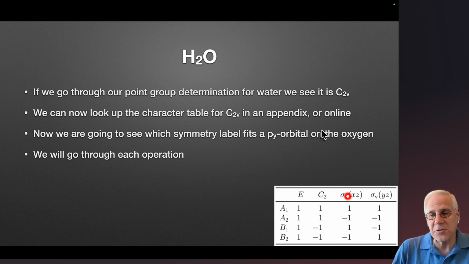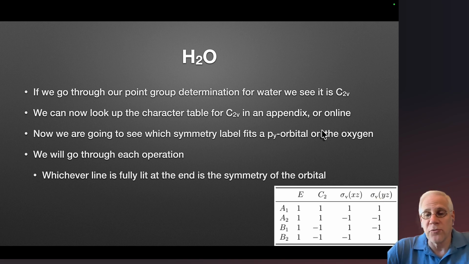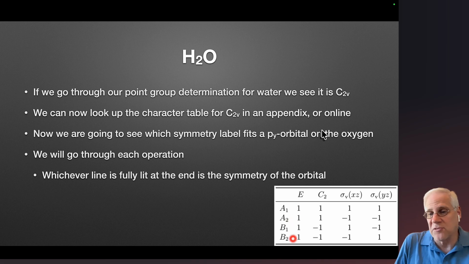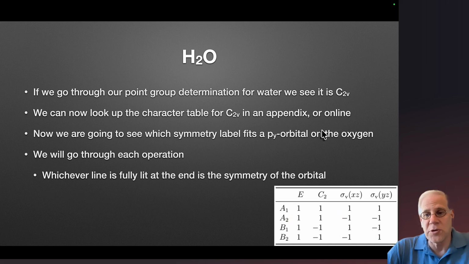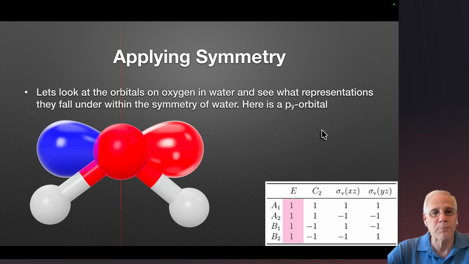So remember, this is a reflection plane that is parallel to the primary axis of rotation, but they give us the plane. Sometimes this would just be sigma V, and this would be sigma V prime. So what we'll find here is whichever line A1, A2, B1, or B2 is fully filled in at the end, that is the symmetry of the orbital. It's a little bit more complex, and it's a very stepwise process here, but when we're learning how to do this, I find it works fairly well.